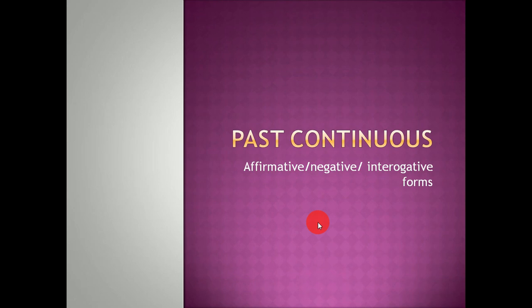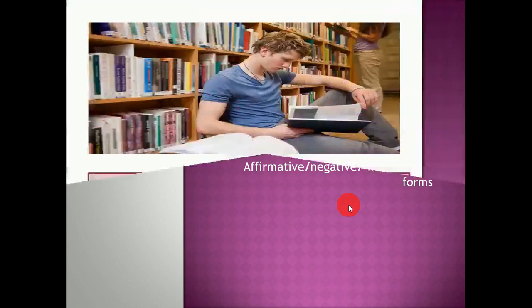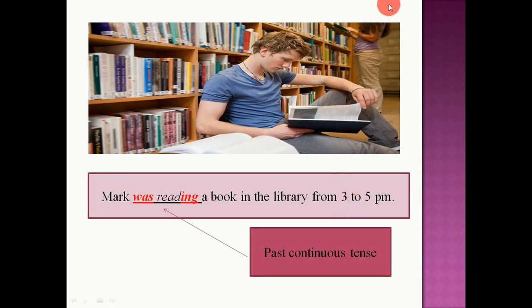راح نتحدثوا على سنتطرق إلى affirmative form of past continuous, negative form of past continuous and interrogative form مع حالات أخرى. So read this sentence. Look at the picture and read the sentence. Mark, this is Mark, was reading a book in the library from 3 to 5 p.m. What do you notice in this sentence؟ تلاحظوا باللي مارك أخذ وقتا وهو يقرأ الكتاب.